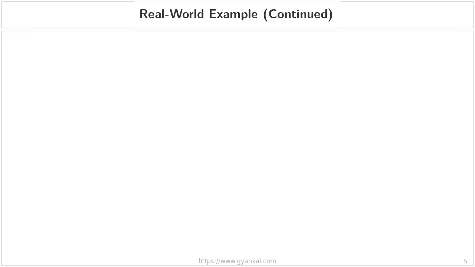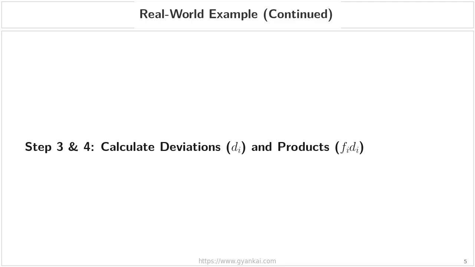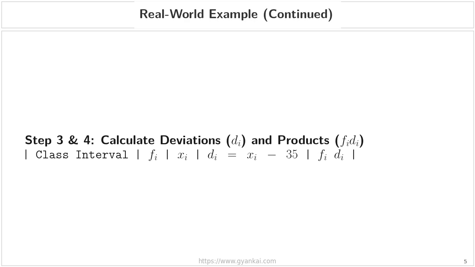Real-world example, continued. Now that we have identified our class marks and selected 35 as our assumed mean, let's move into the most critical part of the process. Steps 3 and 4, where we calculate the deviations and their corresponding products. Looking at our table, we have our class intervals, the frequencies, and the class marks we calculated in the previous slide. Now, we need to find the deviation, which we call d sub i. To do this, we subtract our assumed mean, 35, from each class mark.